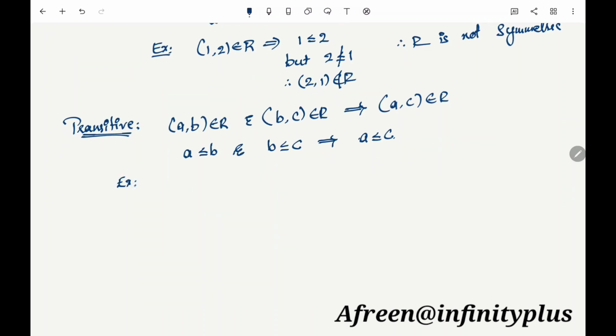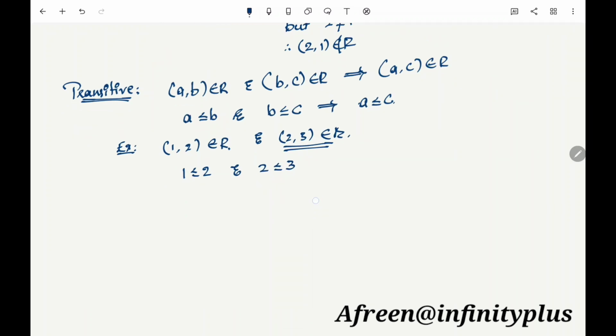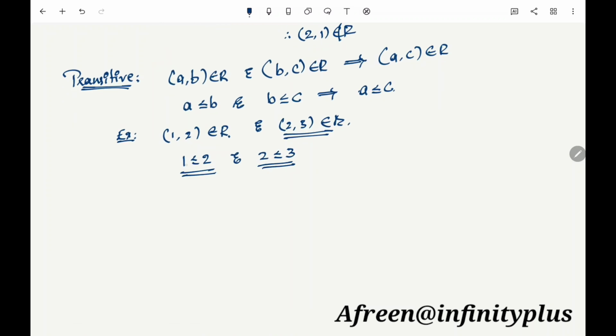So let's check with an example. Consider I am taking (1, 2) belongs to R and I can take (2, 3) belongs to R. If (1, 2) belongs to R, you can write it as 1 is less than or equal to 2. And if (2, 3) belongs to R, you can write 2 is less than or equal to 3. From these two, you can observe that if 1 is less than or equal to 2 and 2 is less than or equal to 3, you can write 1 is also less than or equal to 3. Therefore, (1, 3) belongs to R. So you can write that R is transitive.